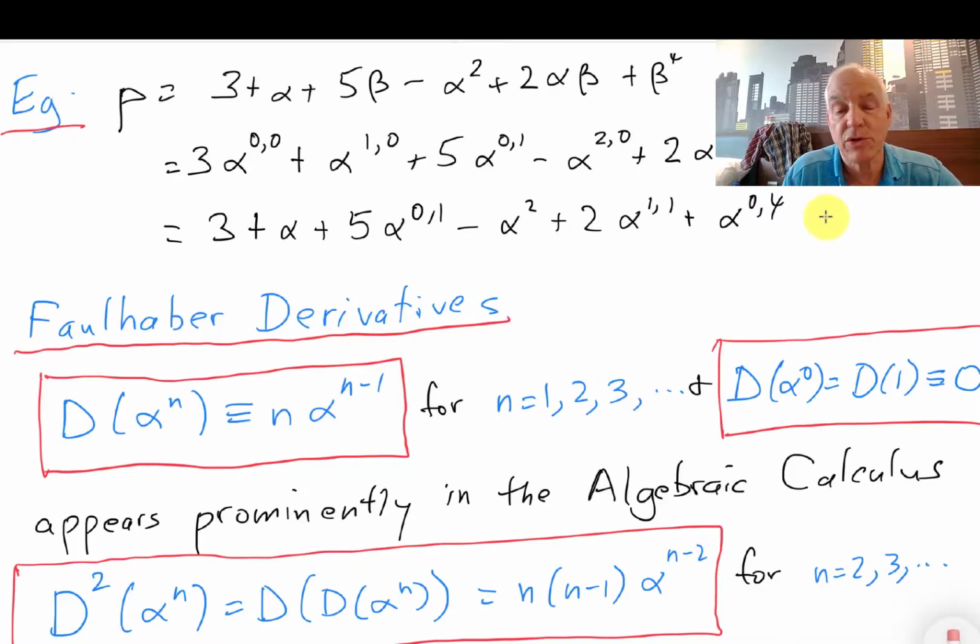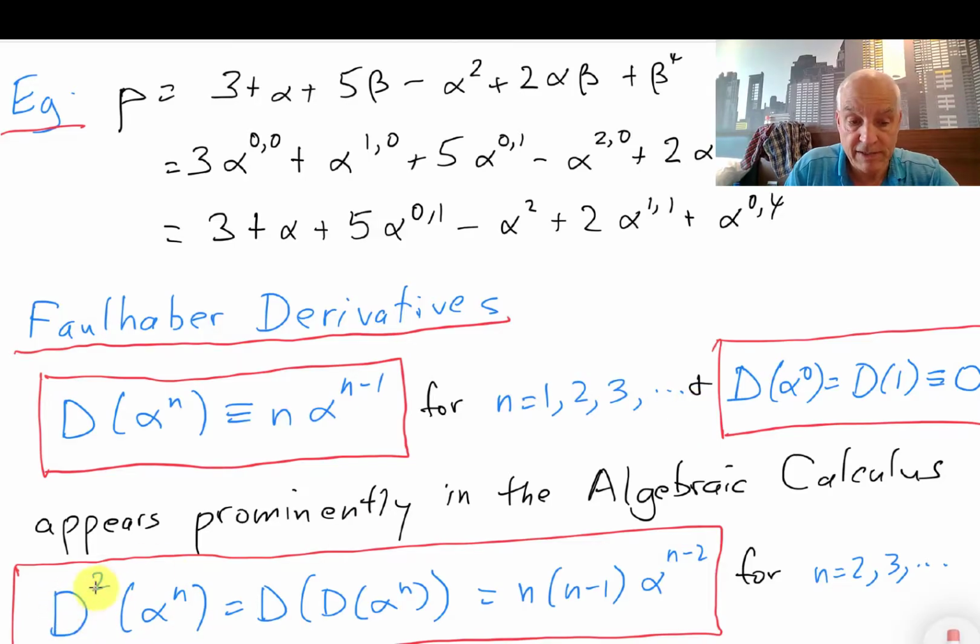In the algebraic calculus, we learned that the derivative was really introduced essentially by Faulhaber before Leibniz and Newton and so on. And there's a purely algebraic way of thinking about it. So our derivative is capital D, and D of alpha to the n is n times alpha to the n minus 1. So that's for n equals 1, 2, and 3. And strictly speaking, when n is 0, this doesn't really make sense because we have not defined alpha to the minus 1. That's not in the world of polynumbers. So we sort of have to separately declare that D of alpha to the 0, which is D of 1, is 0.